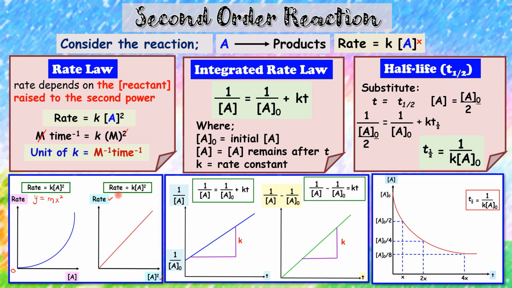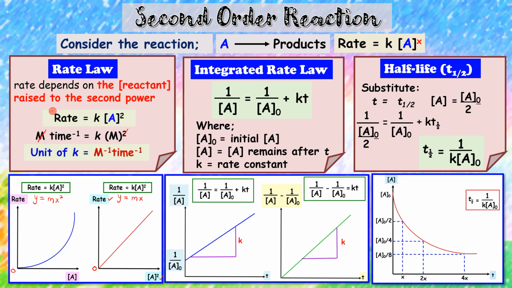Okay, so rate is equal to Y, K is equal to M, and concentration A to the power of 2 is referred to as X. Then you will get a linear graph, Y equals MX, starting from the origin. Alright, so now we move to the integrated rate law.